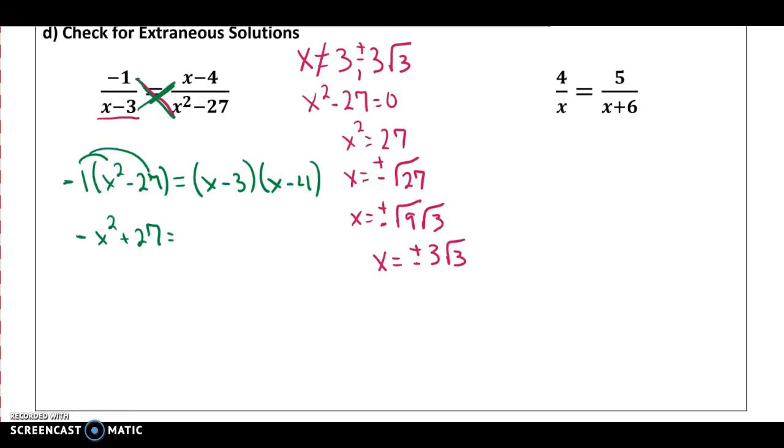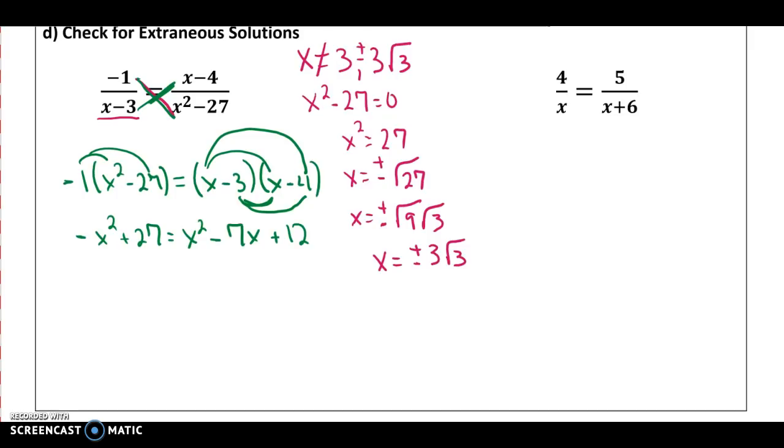And then this is FOIL, neighbors meeting neighbors. It's just the distributive property. So I'm going to get x squared. And then here I'm going to get a -4x, but here I'm going to get a -3x. When I put those together, I get -7x. So I'm just going to jump to that step. And then when these neighbors meet, I get a +12.